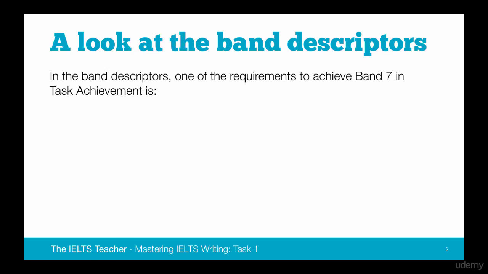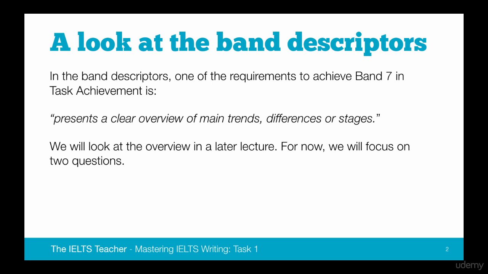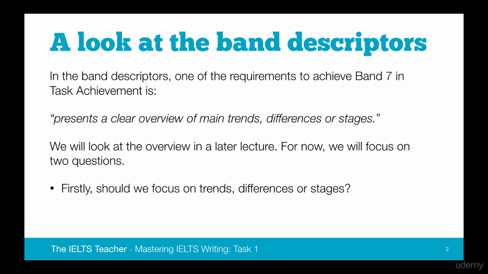So, in the band descriptors, one of the requirements to achieve band 7 in task achievement is to present a clear overview of main trends, differences, or stages. Now, we will be looking at the overview in more detail in a later lecture. For now, we will focus on 2 questions related to this requirement. Firstly, should we focus on trends, differences, or stages? And secondly, how do we find these? How do we find these trends, differences, or stages?